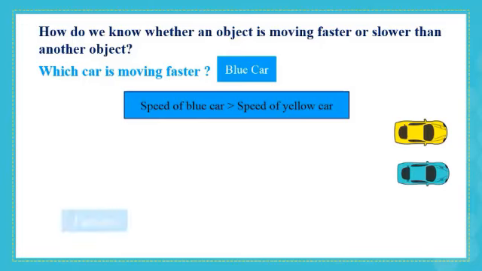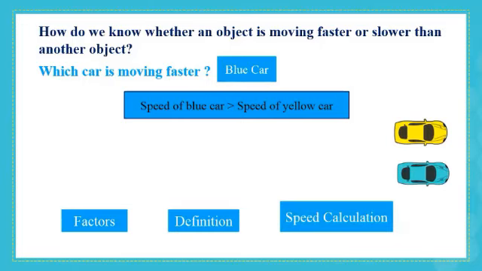What is speed? What are factors that affect speed? How do we calculate the speed of an object? We will together find out the answers for all of these questions by following the questions of worksheet 3 in the booklet. So please open your booklet, worksheet 3.